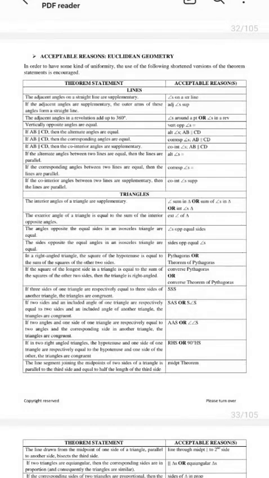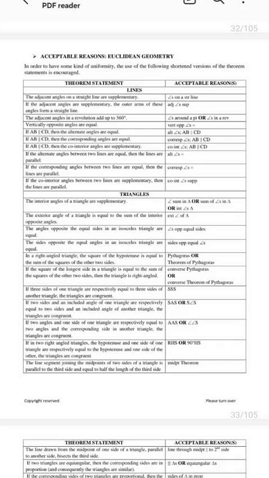The first one, which I've read to you, is the one that says if AB is parallel to CD, then the alternate angles are equal. And that's very important. If you look at the column that says acceptable reason, you will see that the reason you ought to write whenever you are using that statement is alt angles, then a semicolon, followed by AB is parallel to CD.